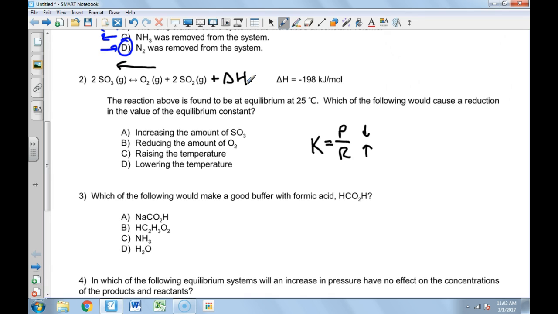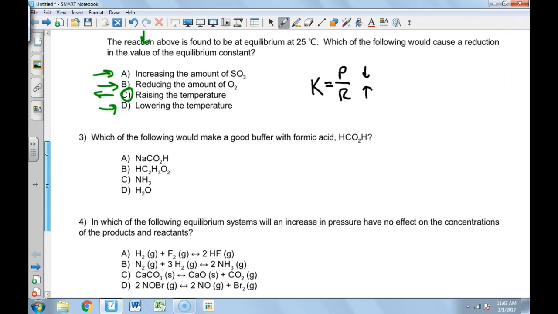Which one is going to cause this to shift to the left? Increasing the amount of SO3. If this increases, that's going to shift to the right. Reducing the amount of O2, again, to compensate for that loss, it's still going to shift to the right. Now if we raise the temperature, that's going to cause this to shift to the left. And if we lower the temperature, it's now going to shift to the right. So the correct answer here is C.